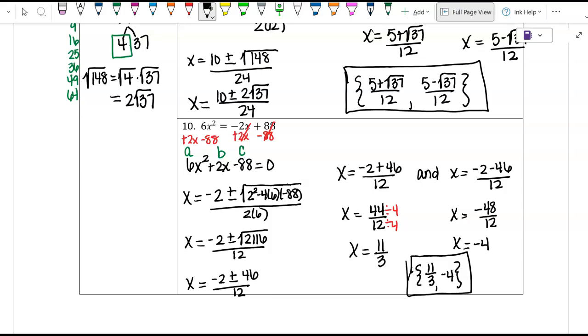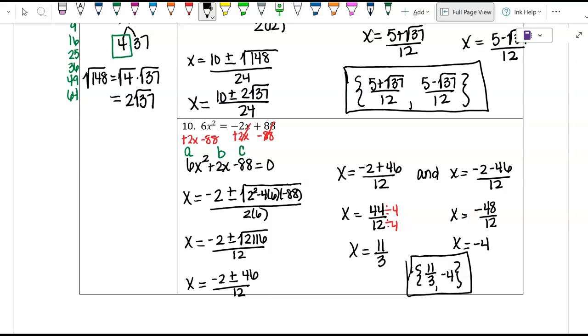Yeah, I always move everything over to the left. With the quadratic formula, it would still work if you moved the 6x squared to the right because of the math that we're doing. But I just always like my standard form on the left and my 0 on the right. So I always move everything over to the left-hand side of the equation there to set up my standard form.